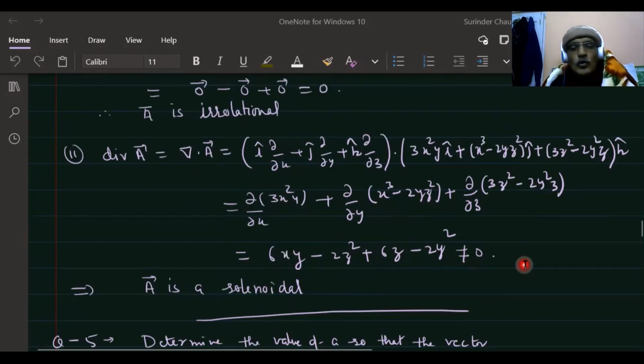So the term is not equal to 0, which implies the divergence of this vector is not equal to 0, which implies this is not solenoidal.